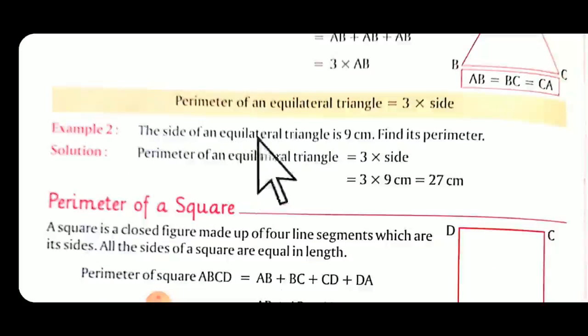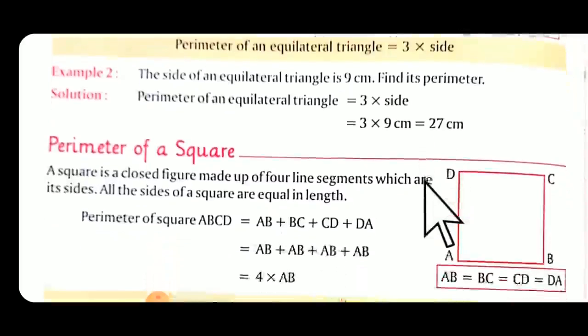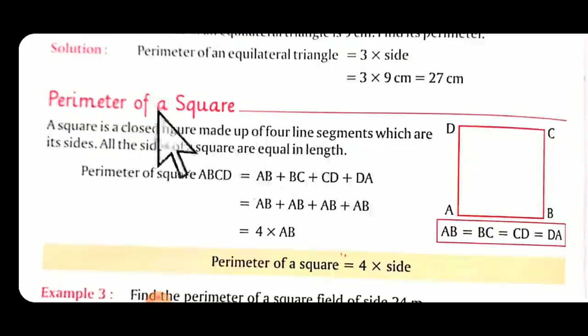Second example, the side of an equilateral triangle is 9 cm. Find its perimeter. See, in short, the perimeter of an equilateral triangle is equal to 3 into side. Why? Because an equilateral triangle has 3 sides and one side is given, that is 9 cm. 3 into 9, 3 9s are 27. So, 27 cm.